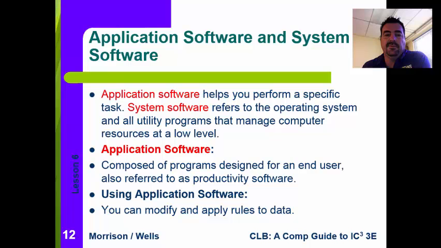So let's dig down a little deeper on application software. It is composed of programs designed for an end user, that would be you, and also referred to sometimes as productivity software. Things like Microsoft Word, Excel, even a Black Ops game is considered application software. But using application software, a lot of times you can modify the rules of how it talks to the computer. You modify and apply rules to the data. Meaning, if I'm working in Microsoft Word, I can change the fonts. I can change how it handles different things.